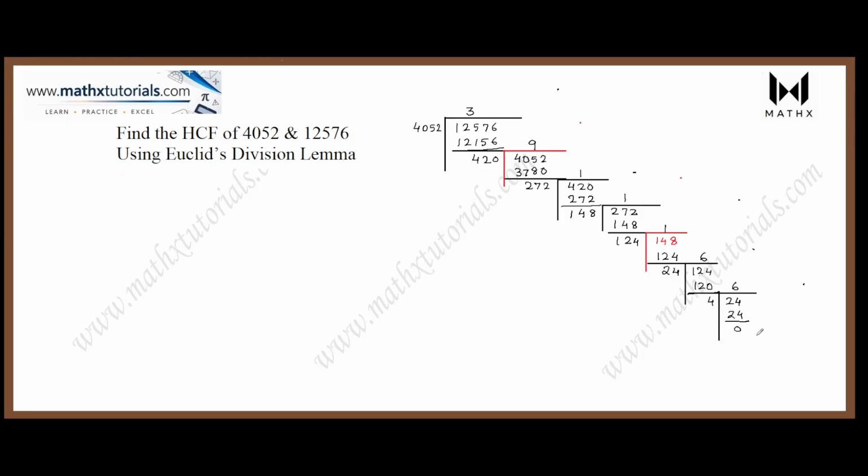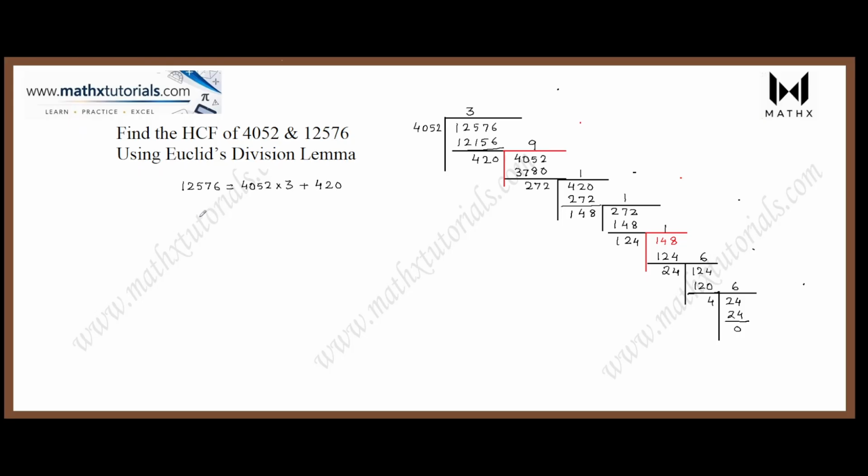So before you start writing the Euclid's division lemma, you should first divide it on one side like this. Now we are going to write it in the Euclid's division lemma form. So we have the number 12576, which can be written as the divisor, which was 4052, times the quotient, that is 3, plus the remainder, which was 420.